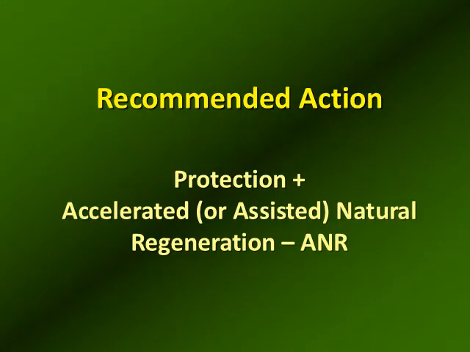The recommended action for this stage of degradation: well, first of all, we still have to do the protection. We still have to prevent the fire, keep out the cattle, and try to deter further encroachment as much as possible. But now we have to do something in addition. Protection is not enough because the weeds are suppressing the growth of the trees. So we have to do something called accelerated or assisted natural regeneration, which goes under the acronym ANR.